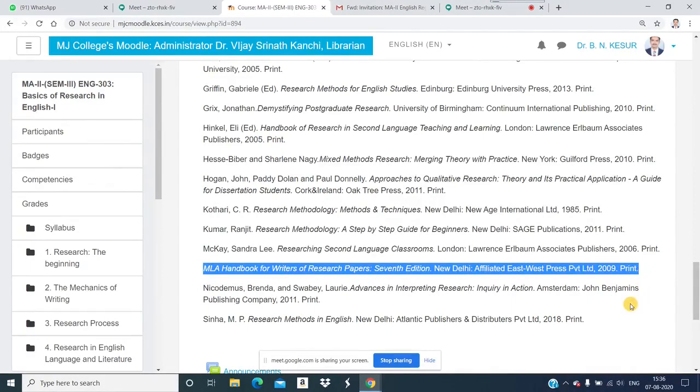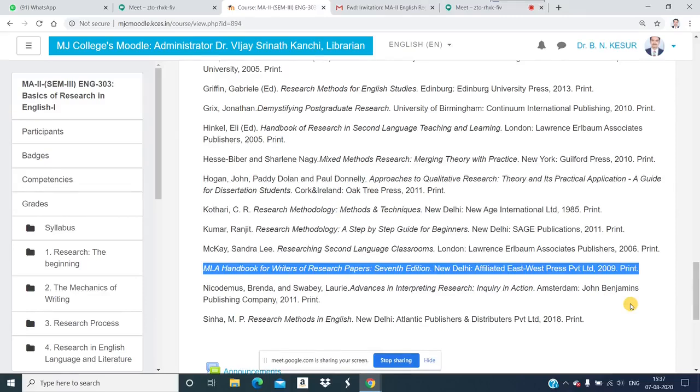Okay, MLA Handbook for Writers of Research Papers, 7th edition. So actually we have that Indian edition copy with us, so we will refer to that one. I will also give you the soft copy of this particular book. Okay, and that is actually the base of this particular course.